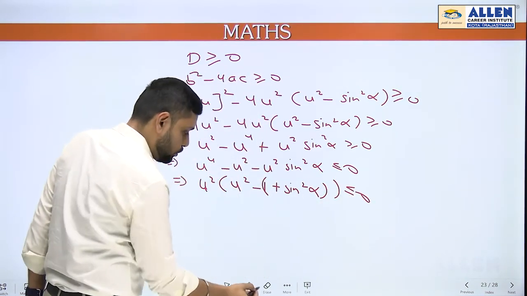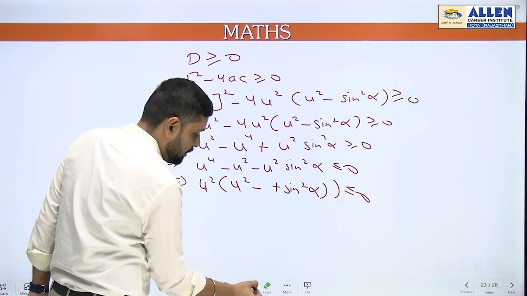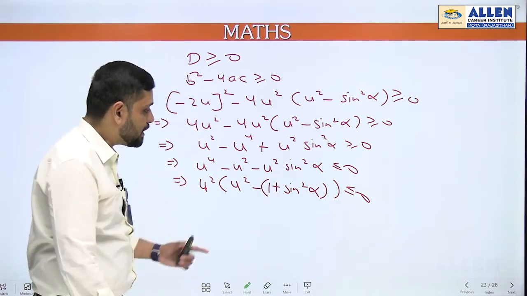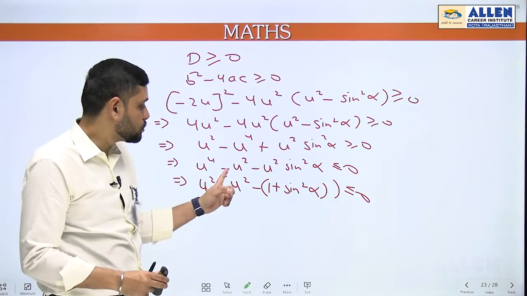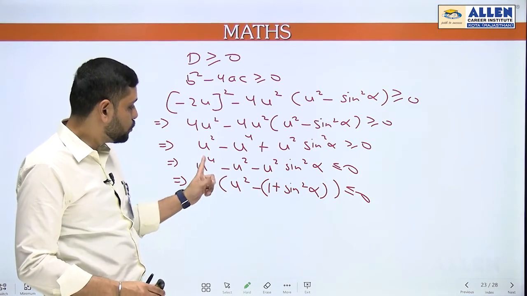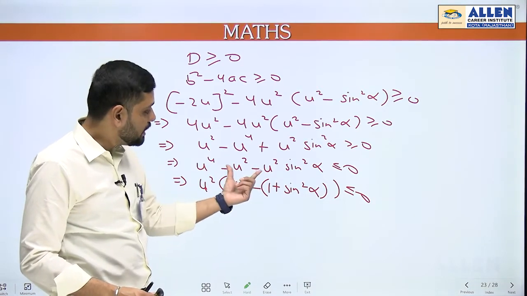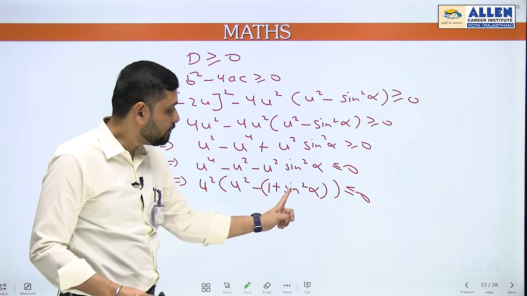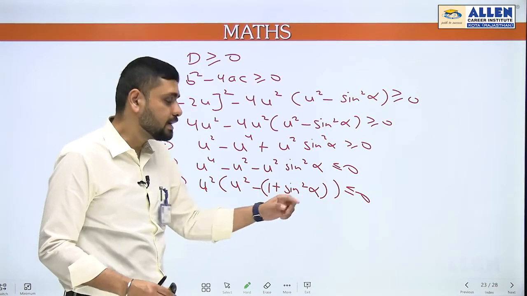So what we have done is we have taken 1 in the bracket. In this part we have taken u square common. So here we will get u square, this part u square, and here we have taken u square common, so we will get 1 plus sin square alpha by taking it in the bracket.